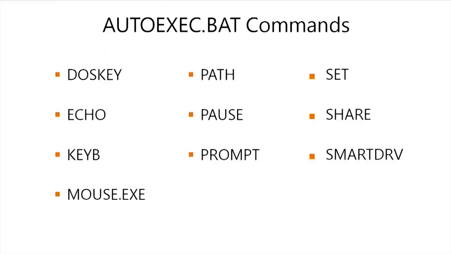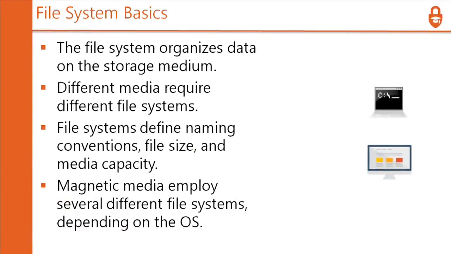If you wanted to know what any of these were, at the command prompt you could type DOSKEY, for example, space /? and you would get help on the command. Also, a quick Google search would probably give you the same thing. File system basics. The file system organizes data on the storage medium. Different media require different file systems. File systems define naming conventions, file size, and media capacity. Magnetic media employ several different file systems depending on the OS. I mean, this is true. You can abstract anything you want basically on anything. So a wide variety of things going on here.